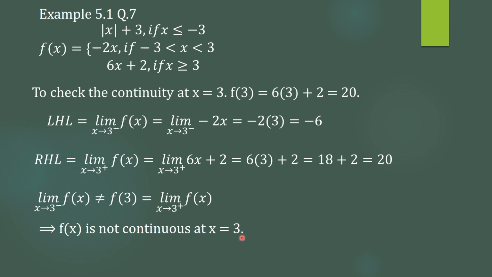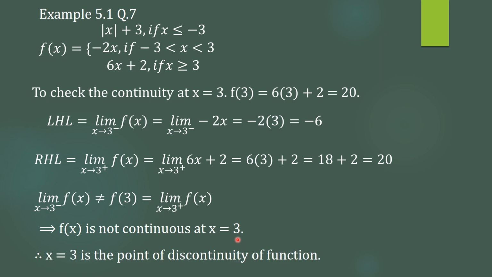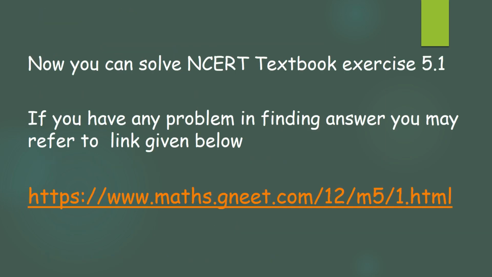And it implies that x equal to 3 is the point of discontinuity of the function. So the function becomes discontinuous at x equal to 3. It was continuous at x equal to minus 3, but the point of discontinuity is x equal to 3. And that is what we have completed. Now that completes the theory part about continuity.